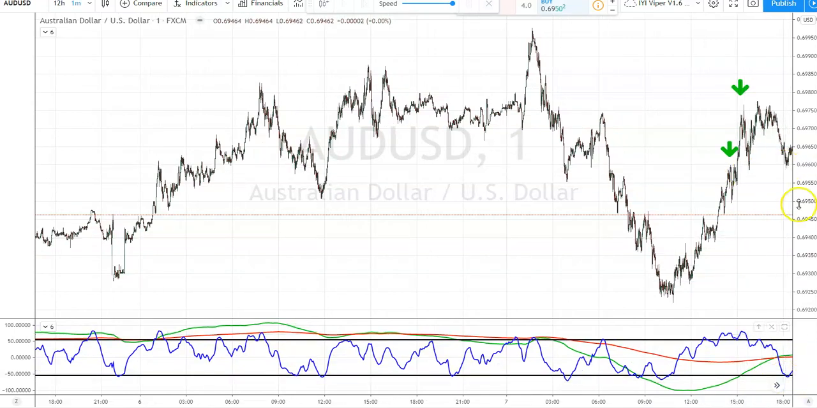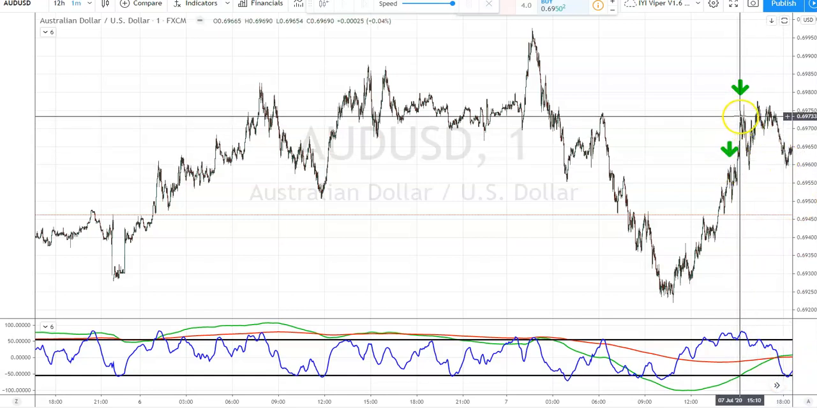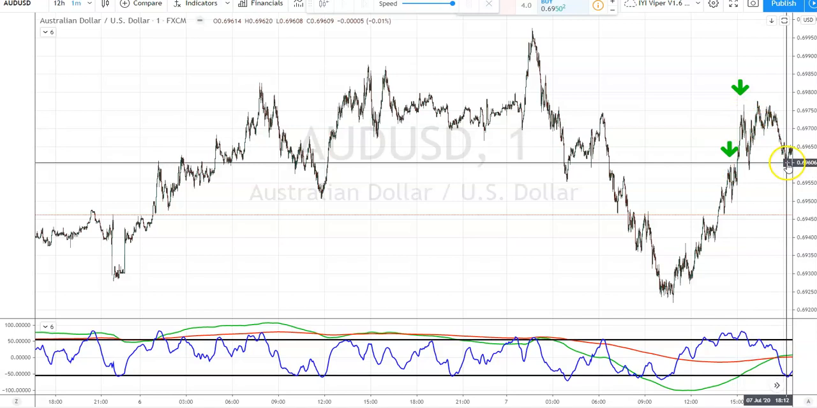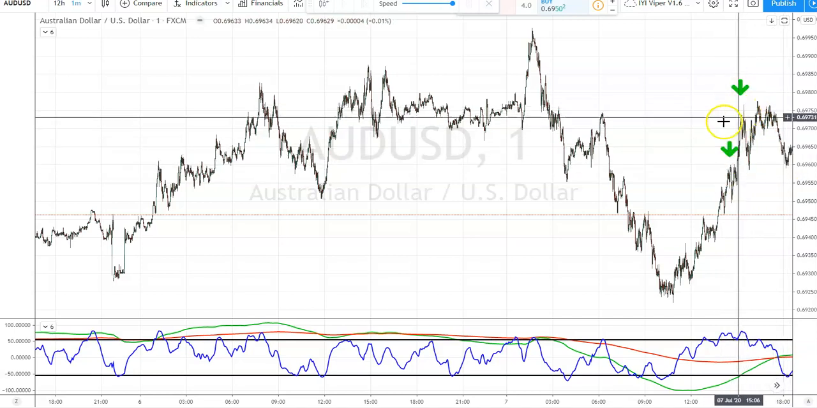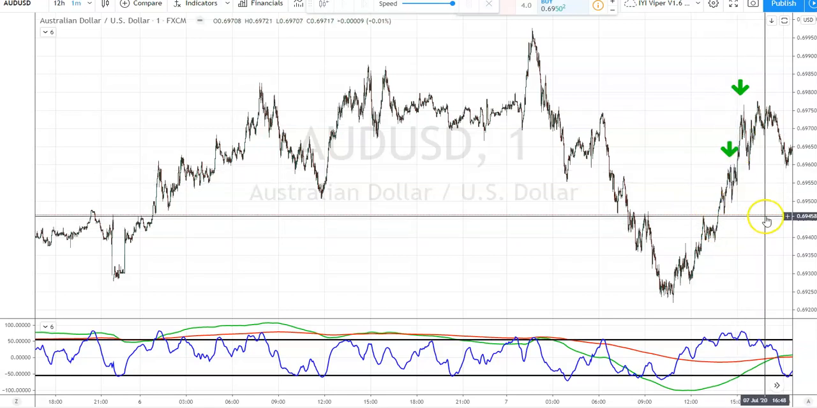Okay, so the oscillator's gone oversold. We're more or less down to our first position. Okay, second position's got a lovely profit in any case. So we'll close the first position out for a slight loss. Second position is a nice win. And that's that trade over.